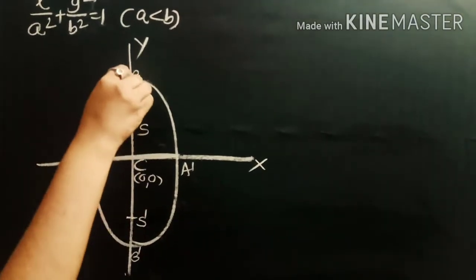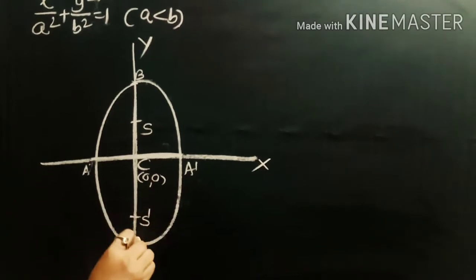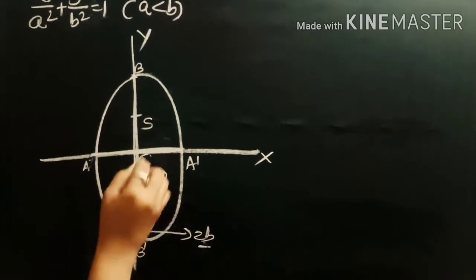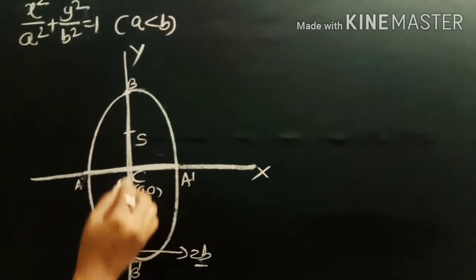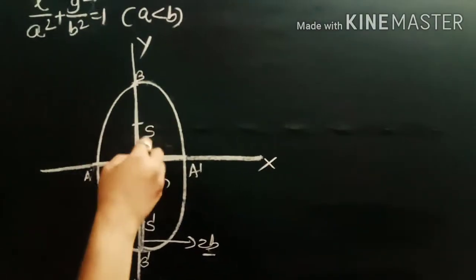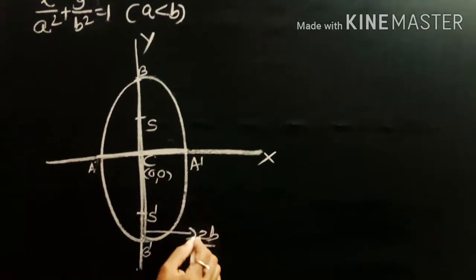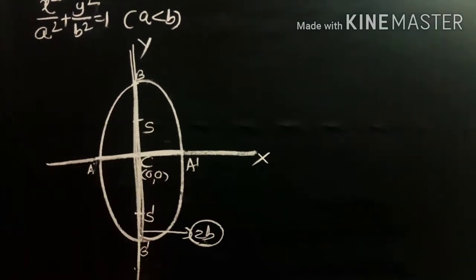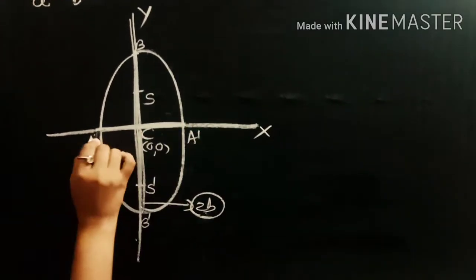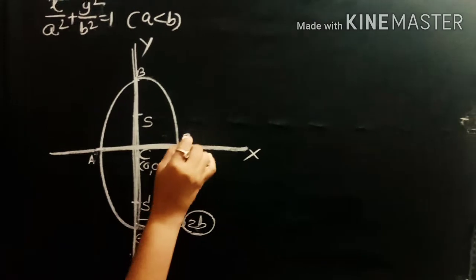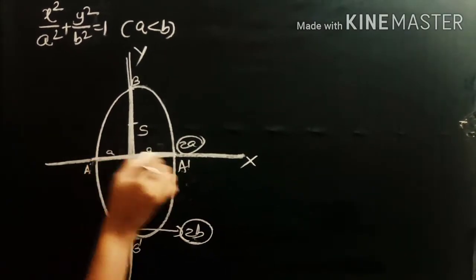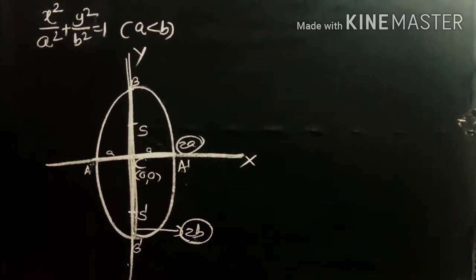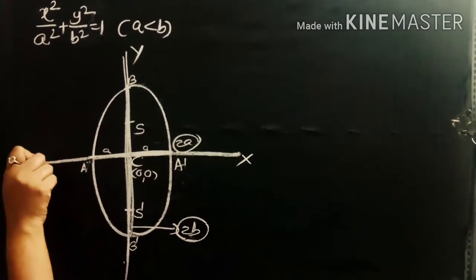Here B B dash is called the major axis, and the length of the major axis is equal to 2b here. The distance from C to B dash is equal to b, and the distance from C to B is equal to b, since C is the midpoint of B B dash. Therefore, the length of the major axis is equal to 2b. Here the major axis is along the y-axis, and this is the minor axis A A dash. The length of the minor axis is equal to 2a here, since these two lengths are equal to a, a. Therefore, the length of the minor axis is equal to 2a, and the minor axis lies on the x-axis.